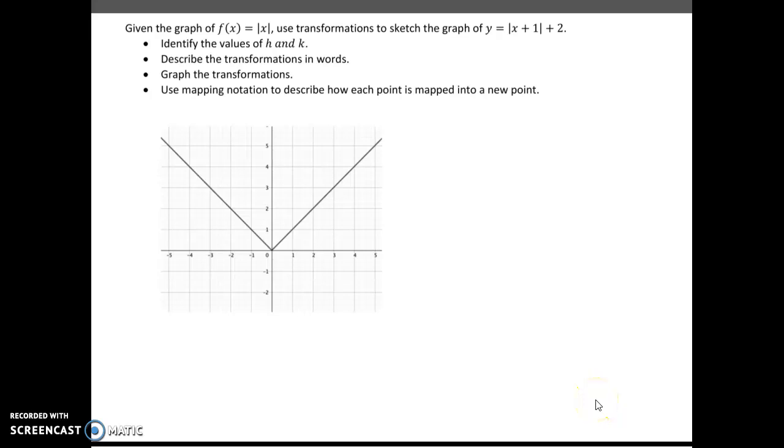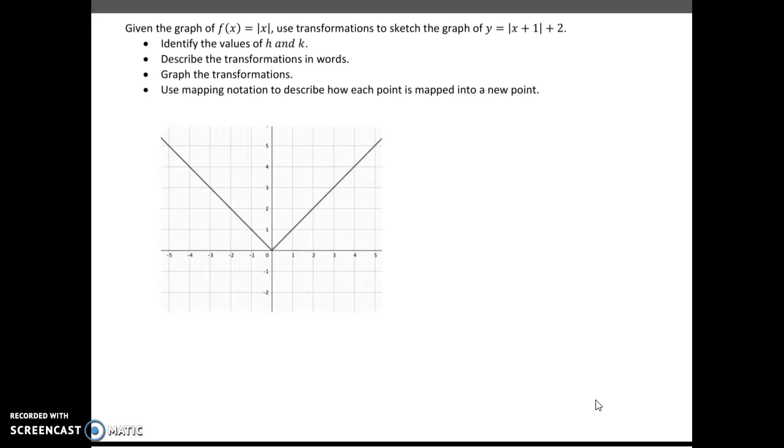All right, so we are going to begin our first practical example, if there was ever something practical in math. Given the graph f of x is equal to the absolute value of x, here I have drawn the function f of x is equal to the absolute value of x. We're going to use transformations to sketch y is equal to the absolute value of x plus 1, plus 2.